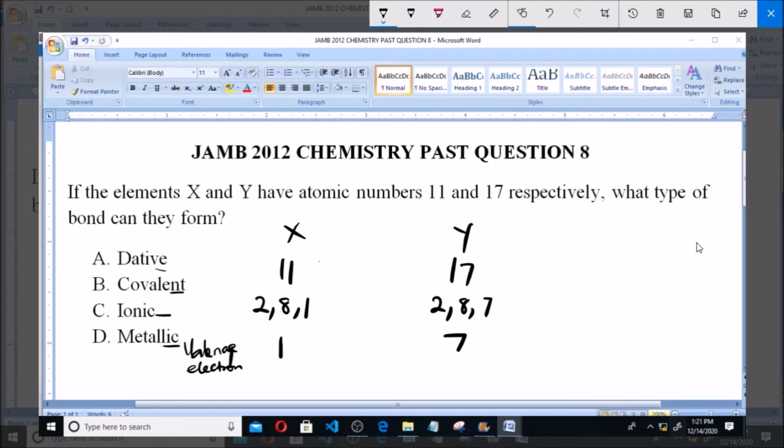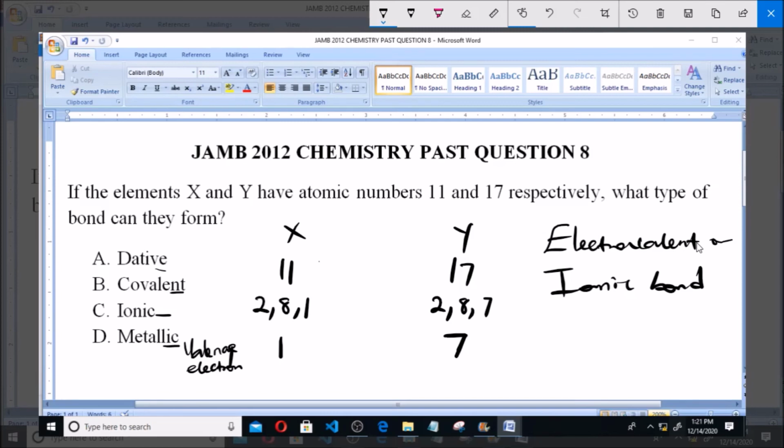Now looking at this, X requires to give out 1 electron to complete its octet structure, and Y requires 1 electron to complete its octet structure. That means element X will donate 1 and element Y will accept 1 electron to complete its octet structure. Now this type of bonding, which involves the transfer of electron, is known as electrovalent or ionic bond. It's a type of bond that involves the transfer of electron from one atom, usually a metal, to another atom, usually a non-metal.